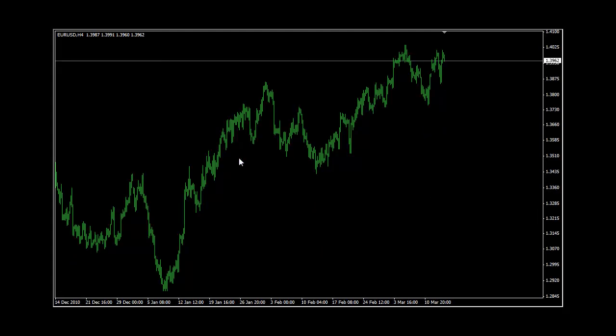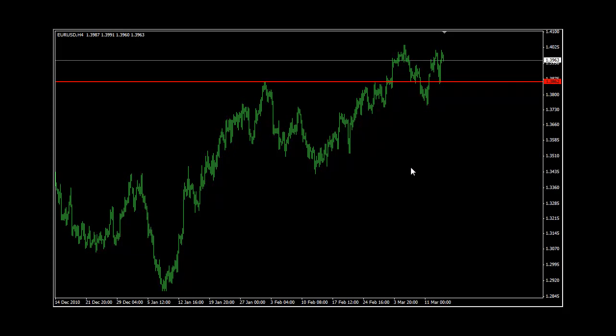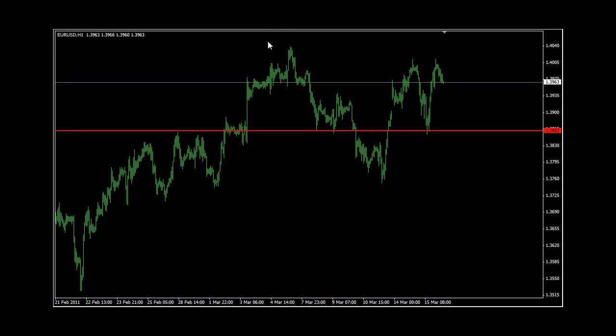Okay, we have our 4-hour chart loaded up, and see this high here? Let's drop a line on it. Notice how we bounced here, got below it, broke through it, now it traded back down into it. That should be resistance. Okay, so let's go down to a 1-hour chart. Fine tune that line just a little bit more.